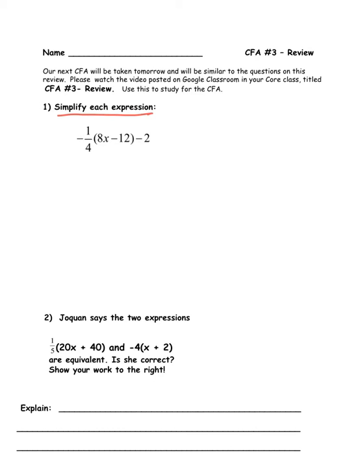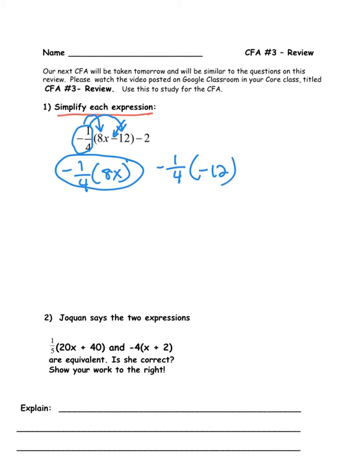I see parentheses, so the very first thing I want to do is use the distributive property to release the parentheses. So this number out in front will multiply both the first and the second term inside the parentheses. So this is a negative 1/4 times 8x, and this is going to become our first term, and then negative 1/4 times negative 12. And this will become our second term.